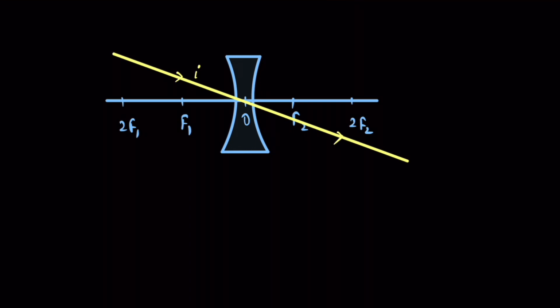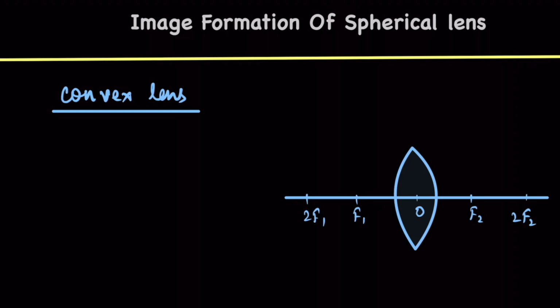So let's study the image formation in the spherical lenses. In image formation of spherical lenses, first we will discuss the convex lenses. In convex lens, there are a total of 6 positions of the object.